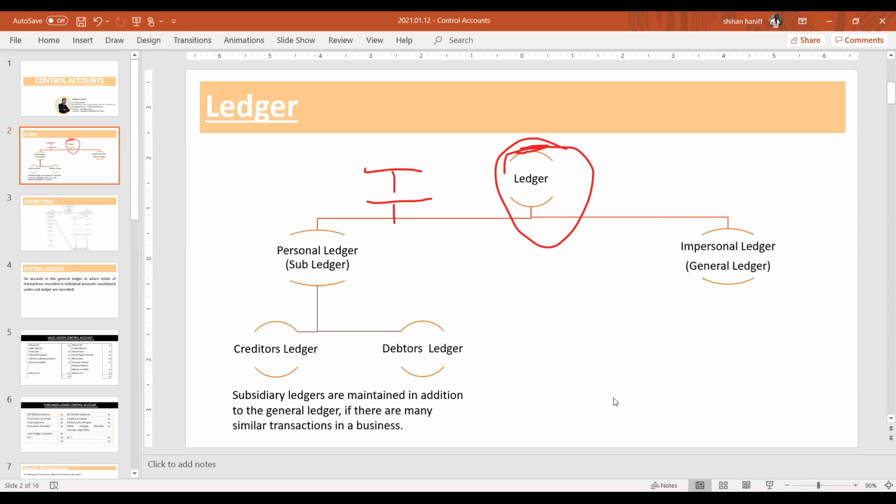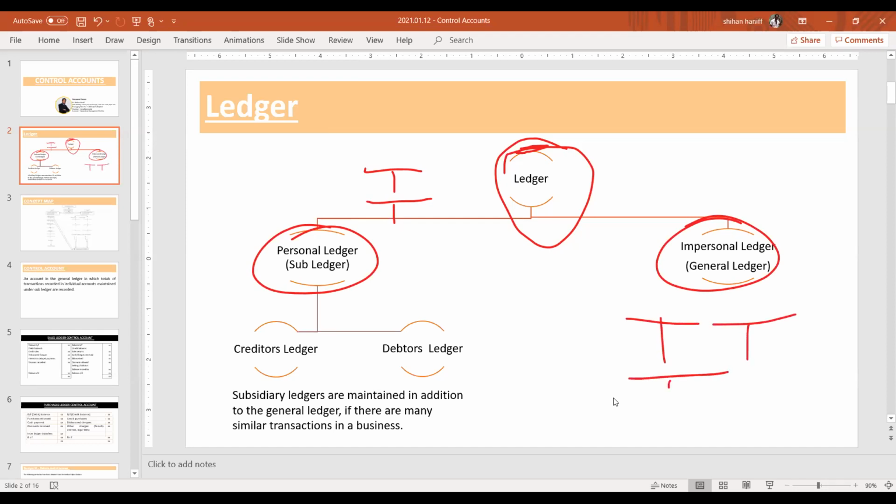So the ledger is divided into two: the personal ledger and the general ledger. In the general ledger, we have the ledger accounts: assets, liabilities, equity, income, expenses. And all the T accounts will be prepared in the general ledger.